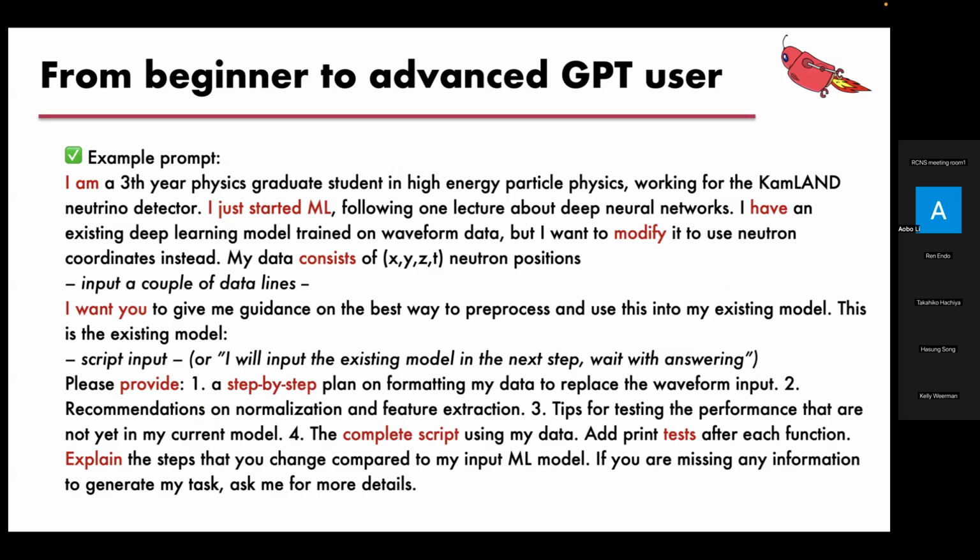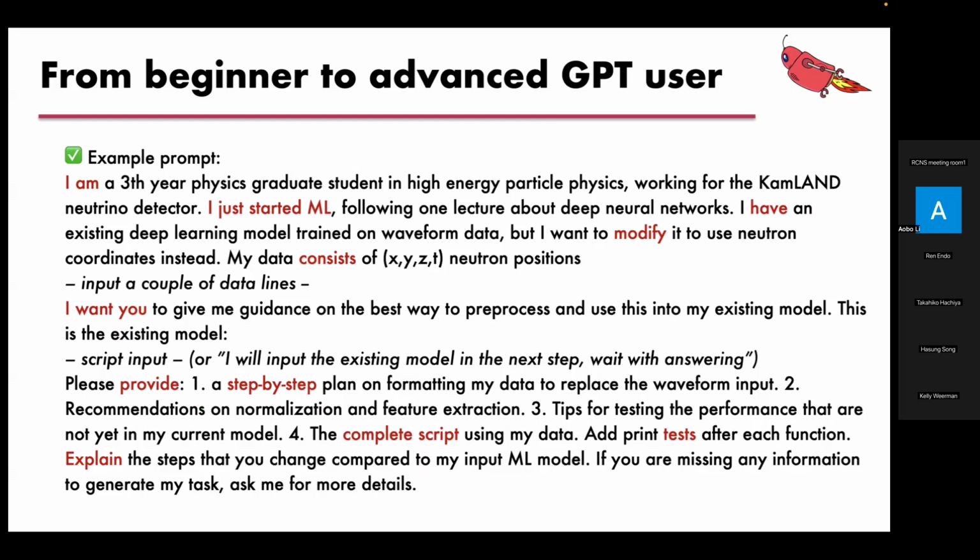So what I'm doing here is I introduce myself. I'm a third-year physics graduate student in high-energy particle physics, working for the Camelot neutrino detector. Then I say what my level is in machine learning. So I just started machine learning, following one lecture about deep neural networks. I have an existing deep learning model trained on waveform data, but I want to modify it to use neutron coordinates instead. So I say what I have, what is in the code, and what I want.